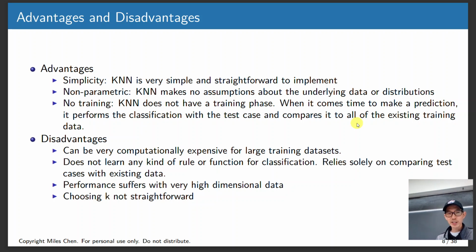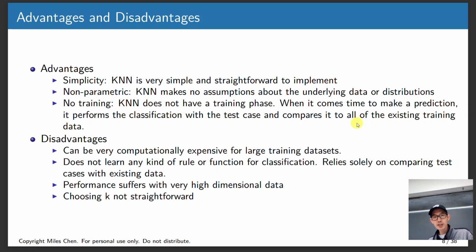The disadvantage of KNN is that it can be very computationally expensive for large training data sets. And I would say this number one disadvantage has really caused KNN to fall out of favor in more modern machine learning. Machine learning is still relatively new, and KNN was popular in the earlier days, but now that we're moving towards really huge models and huge data sets, KNN has fallen out of favor just because it can't keep up with really big data sets.